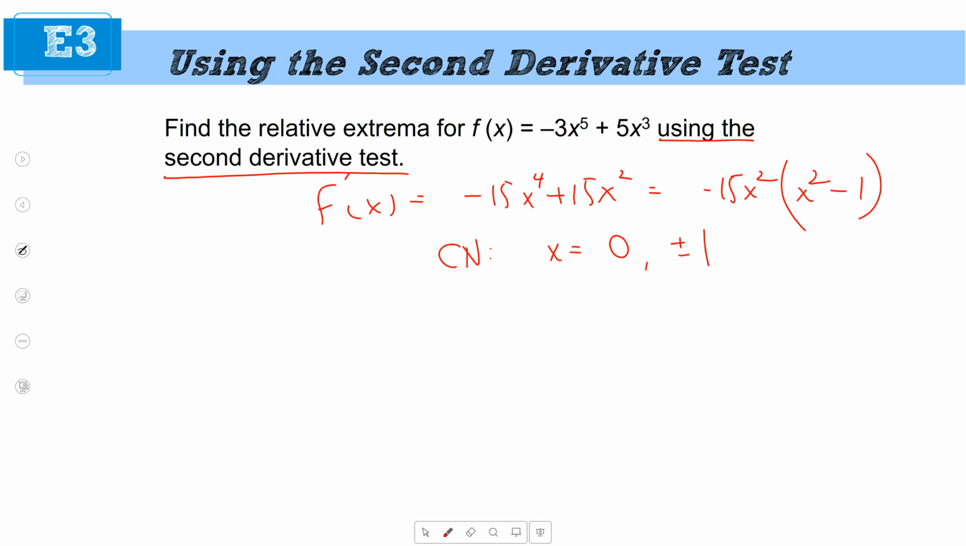So we have to use the second derivative. But we're going to use it wisely. I'm not going to do more work than I have to. One thing I have to do is find the second derivative. Armin, back to you. You're on a roll here, buddy. What's f double prime of x?